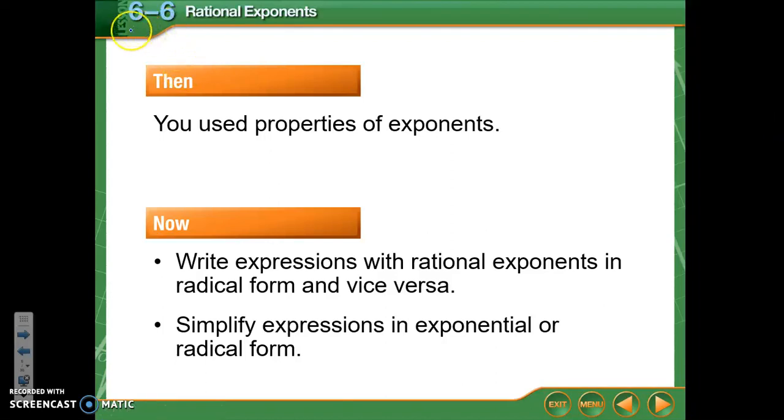Hello and welcome to section 6.6, Rational Exponents. Basically, we're going to be applying the properties of exponents and radicals that we already know to simplify expressions that have rational exponents or fractional exponents, okay? So we're going to learn how to go back and forth between exponential and radical form, and then we're going to be able to use those different things to simplify.